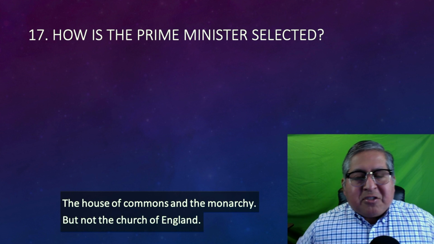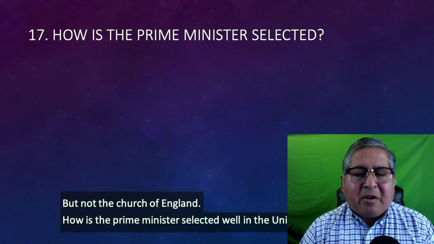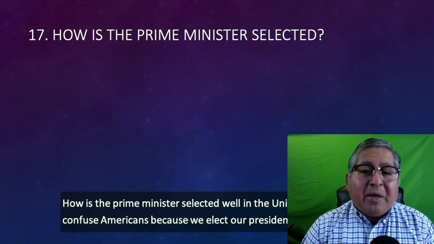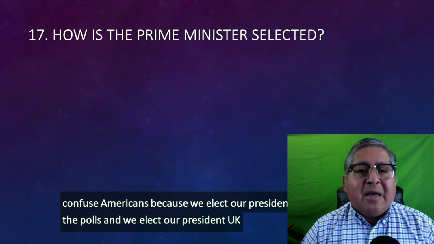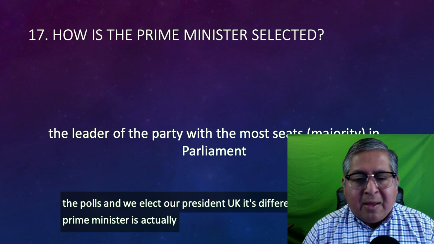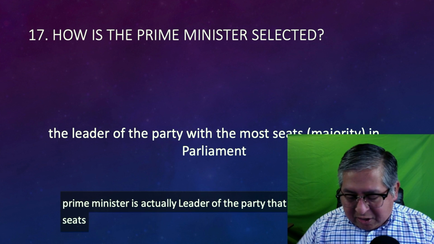How is the Prime Minister selected? Well, in the United States, it might confuse Americans because we elect our president, right? We go to the polls and we elect our president. In the UK, it's different because the Prime Minister is actually the leader of the party that earns the most seats in Parliament during a general election.